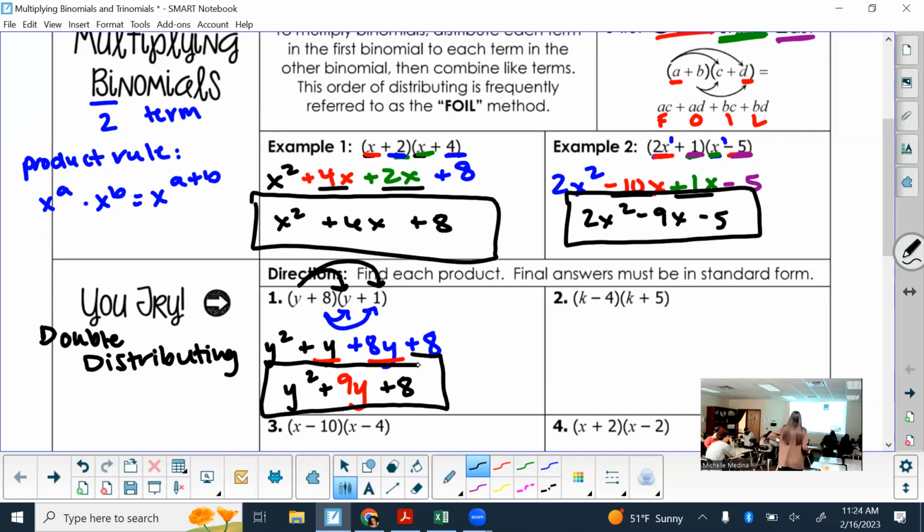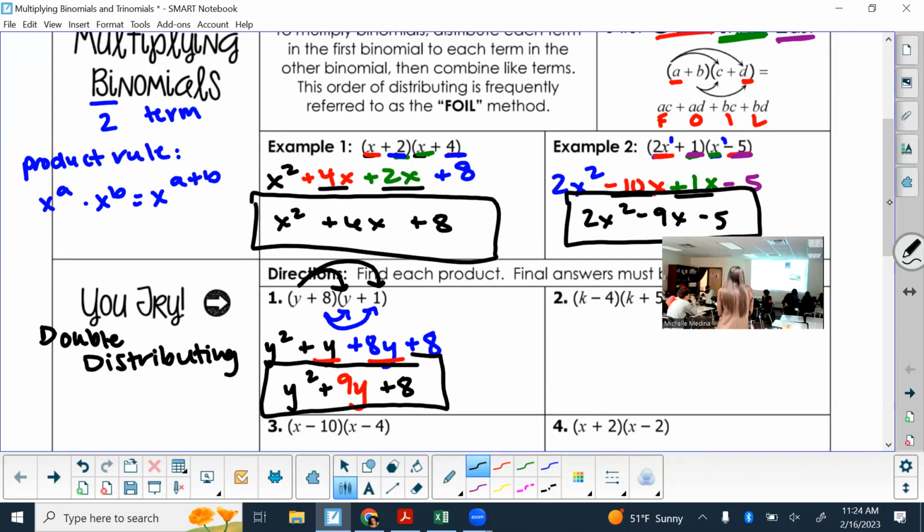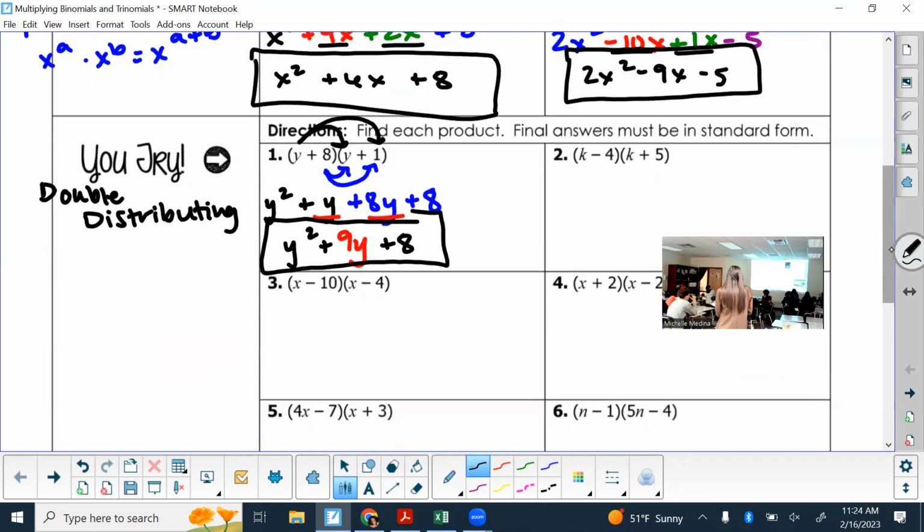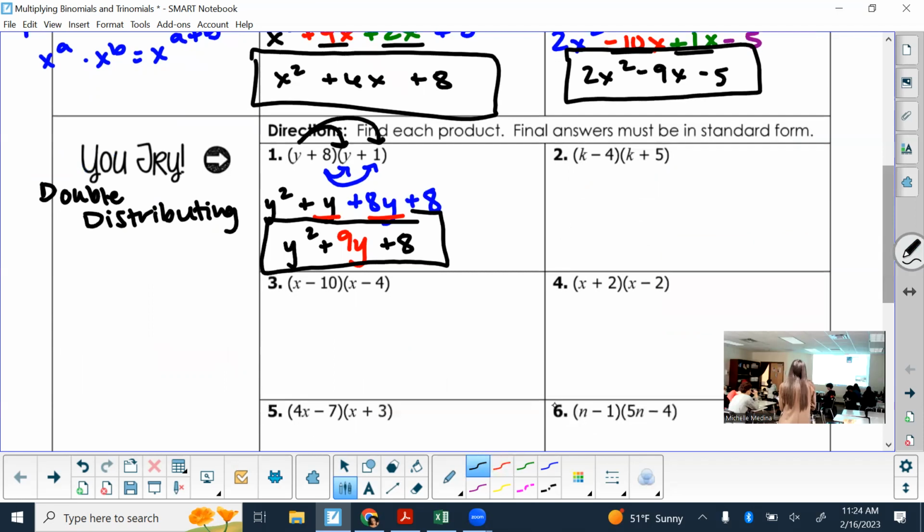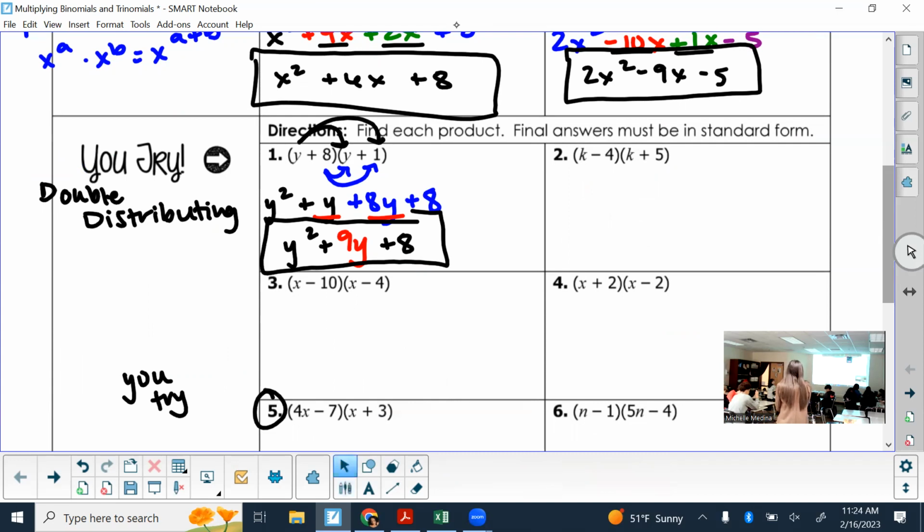The questions on that? All right, this time try it with the double distributing. So try it with this one down here. Try 5. And try it with the double distributing, and then after that, I'll let you use whatever method you want, as long as it gets you to the right answer. So I'll give you like 1 minute.